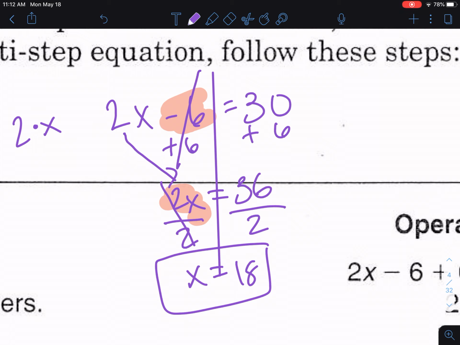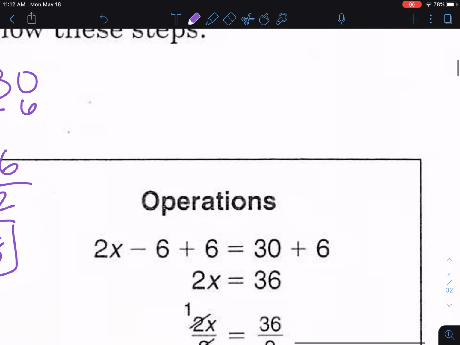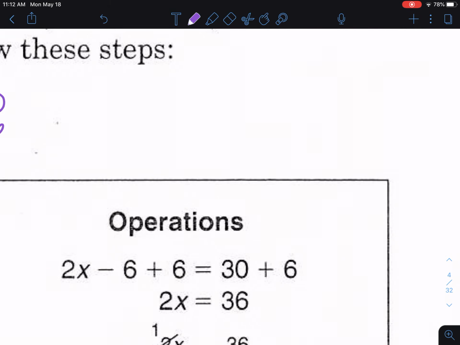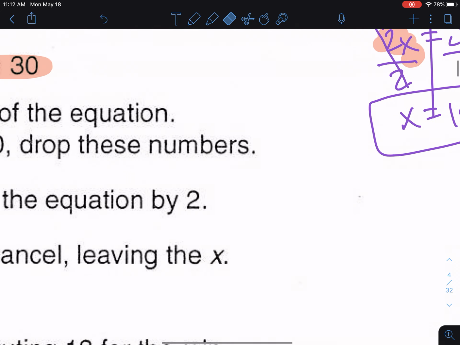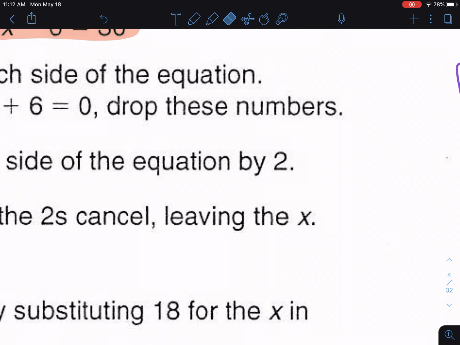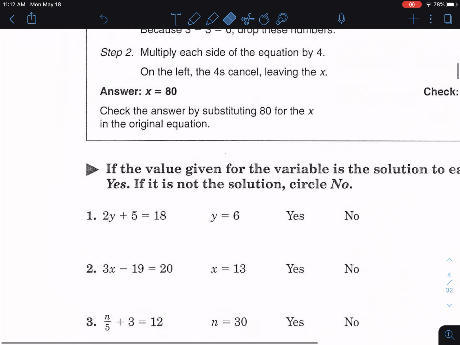It's not super hard. I know that you guys can do it. You just have to remember. Let's look at this next one. This next one has a few things. We have 2x minus 6 plus 6. Oh, no, that was the same one. You just have to remember, deal with the numbers that are with the variable, the letter, last.